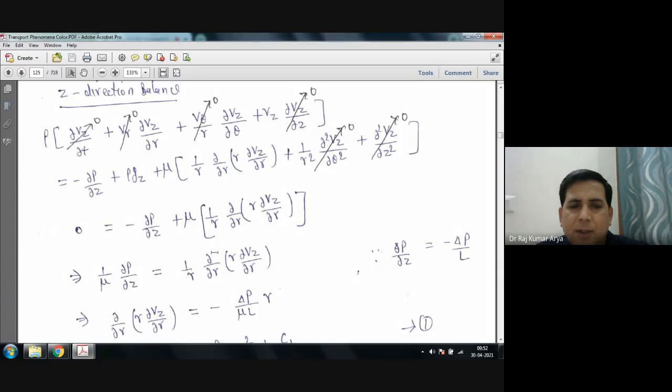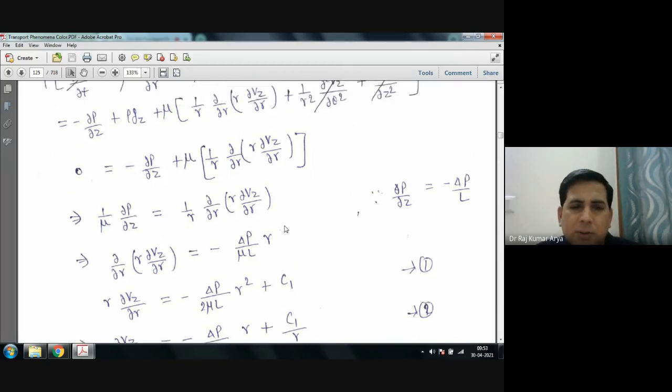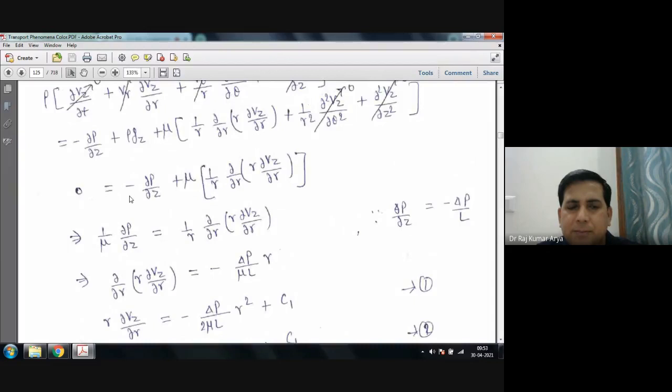So you can rewrite and arrange this. Finally, you end up with the equation del upon del r, bracket r del Vz upon del r, equal to minus delta P upon mu L into r. This is the equation you will always end up with in all such calculations in cylindrical coordinates. Or you can go slightly back, maybe this one.